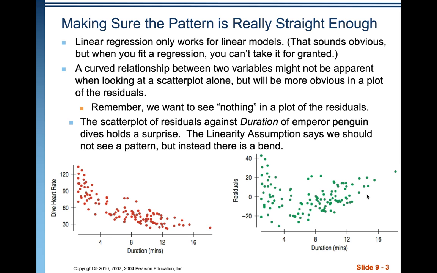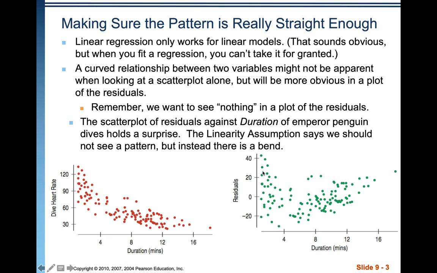Okay, so if you look here, we've got data about penguins, which is just amazing. Here we've got the duration of their dives in minutes, and we have the dive heart rate on the vertical. A linear function might be a good model here. This is definitely a negative association, but you might pick up on the fact that there seems to be a subtle curve. You might pick up on that, but you might not until you look at the residuals.